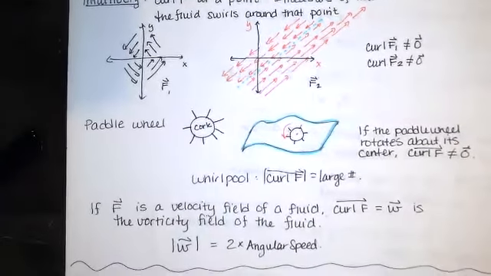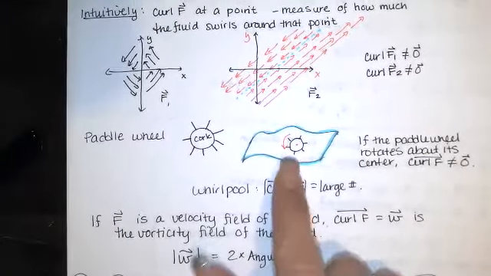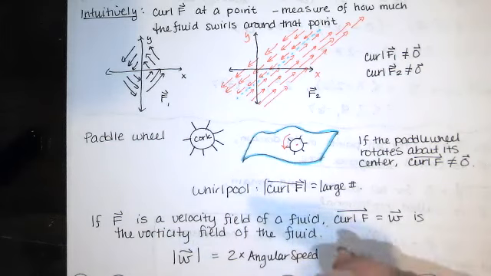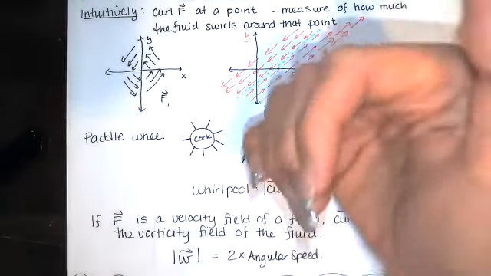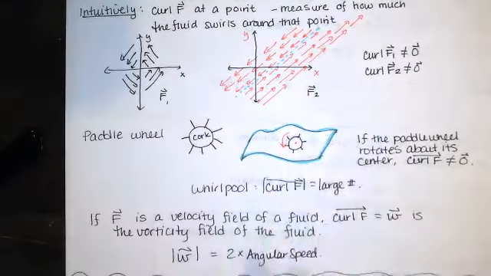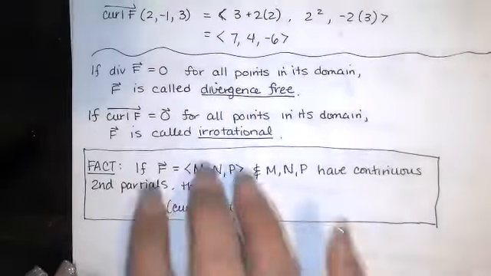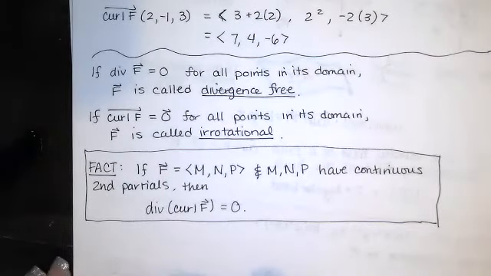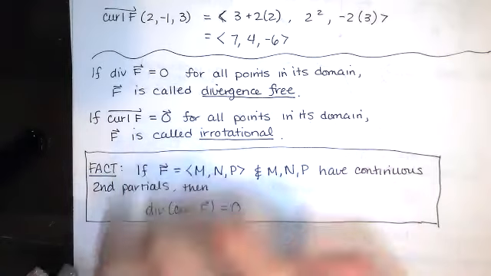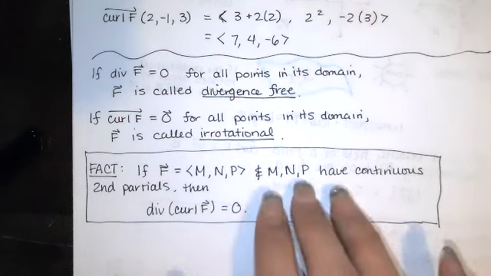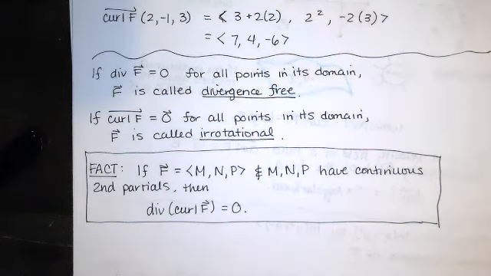To intuitively understand the curl, we talked about putting this cork with a bunch of toothpicks in it, called a paddle wheel, in some water or in some fluid. If that paddle wheel starts to turn about its own axis, so it just starts to rotate this way, then the curl is non-zero. And then we did a couple of calculations and a couple of definitions. If curl of F is always 0, we call the field irrotational. If the divergence of F is always 0, we say that the field is divergence free. And we said if the components of F have continuous second partials, it turns out you can take the divergence of the curl and you'll always get 0.